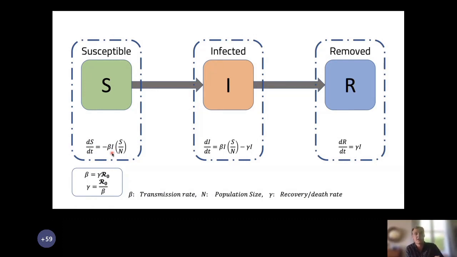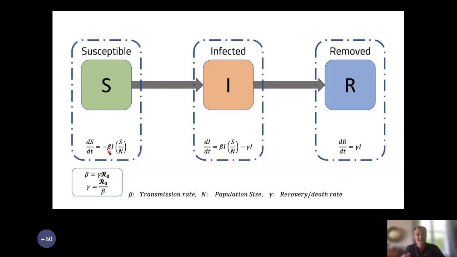People who are susceptible only get infected if they interact with an infected person, and that's why we can see this I here. And then we see this S over N, which is the probability of this infected person interacting with a susceptible person. And it happens at this rate, beta.